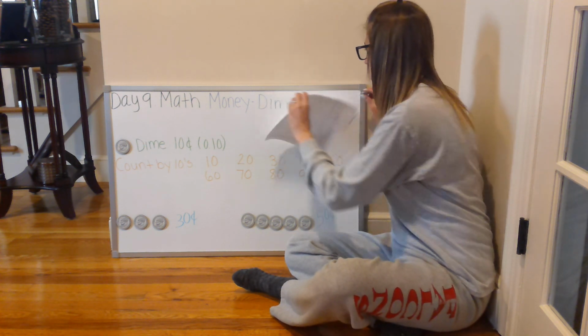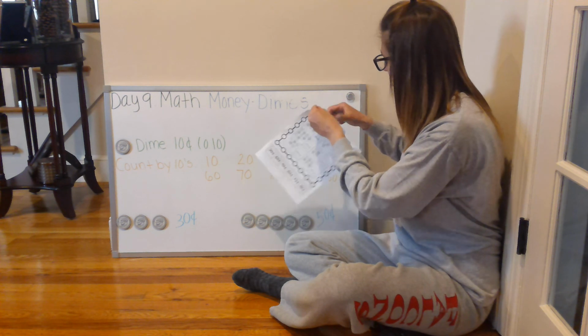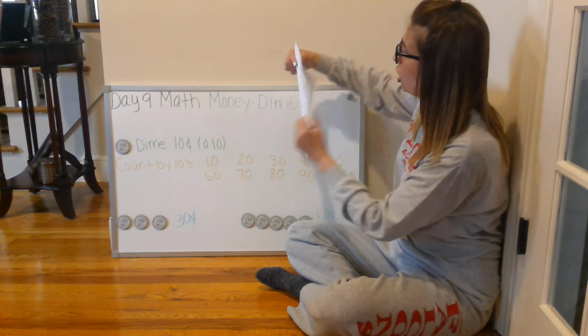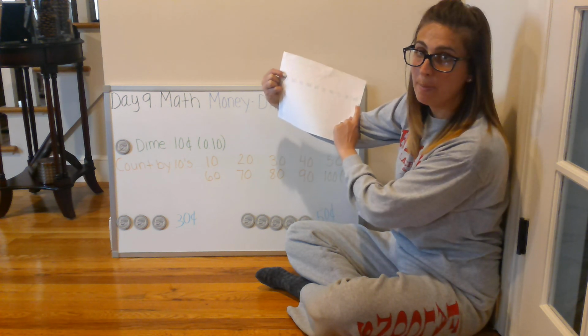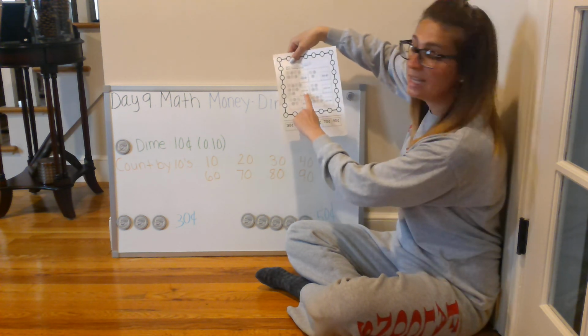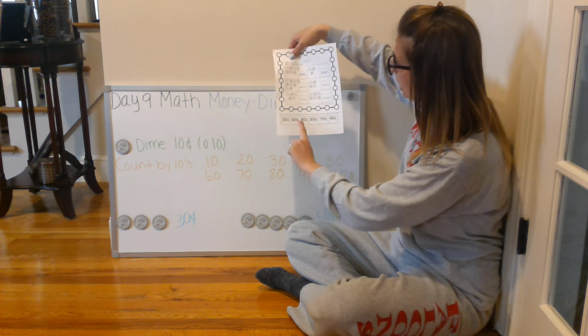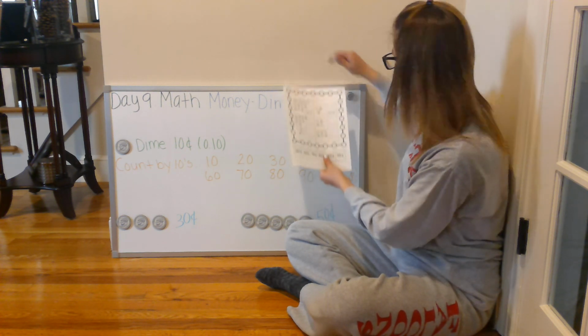So remember, you're going to complete the last 4 problems on your own, counting your dimes, using the number line on the back of the paper, writing that amount in the box, and then cutting out the amounts down here and gluing them and matching them up top.